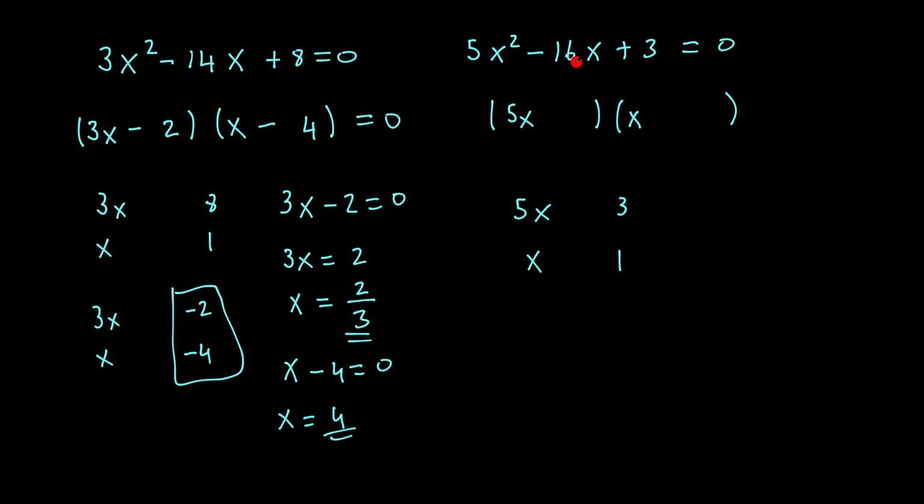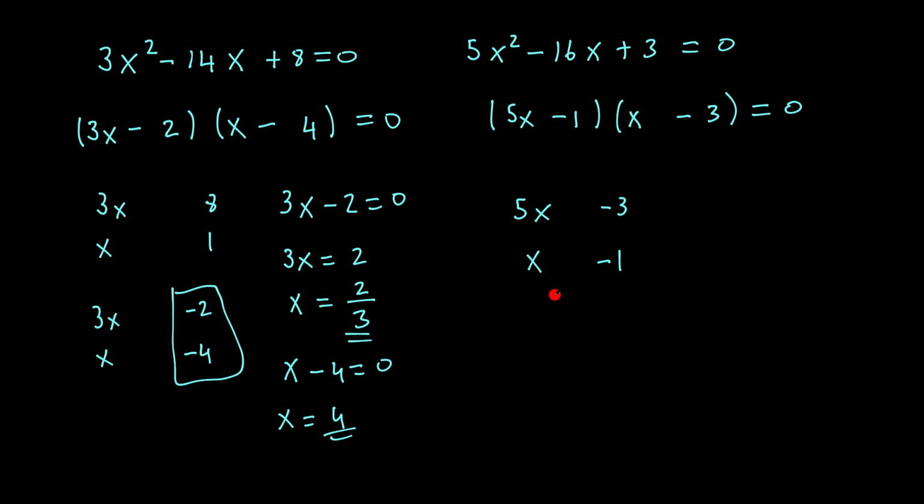But I want a minus 16, so both must carry the negative sign, because the last number is positive. So that means I'd need to multiply the 5x and the minus, so the minus 3 would go in this bracket, and minus 1 would go in this bracket, and of course we set that equal to 0.